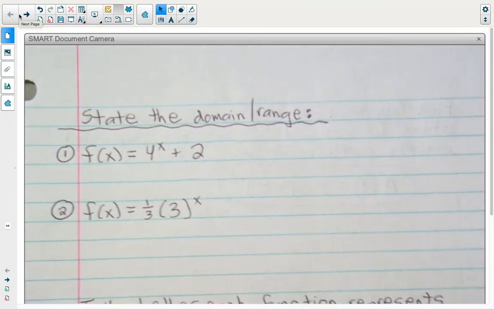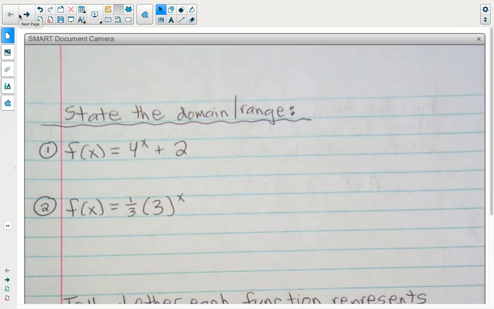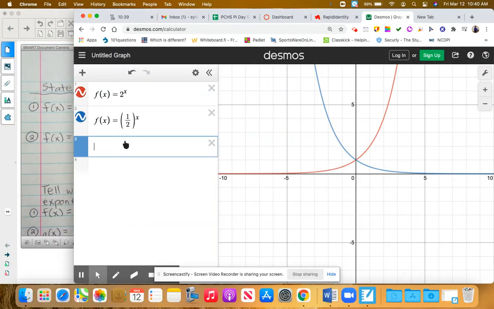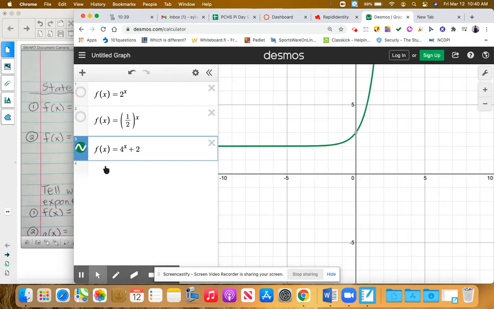We're going to do these two functions here. So in Desmos, we're going to graph these. The first one was f of x equals 4 to the x power plus 2. All right, so if I'm looking at this function here, f of x equals 4 to the x plus 2.